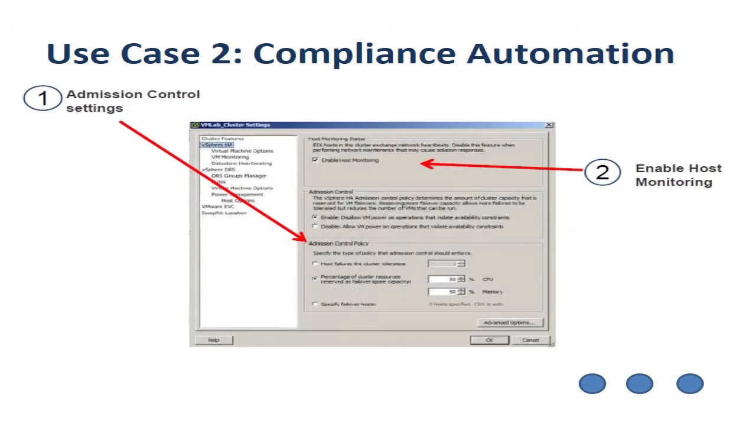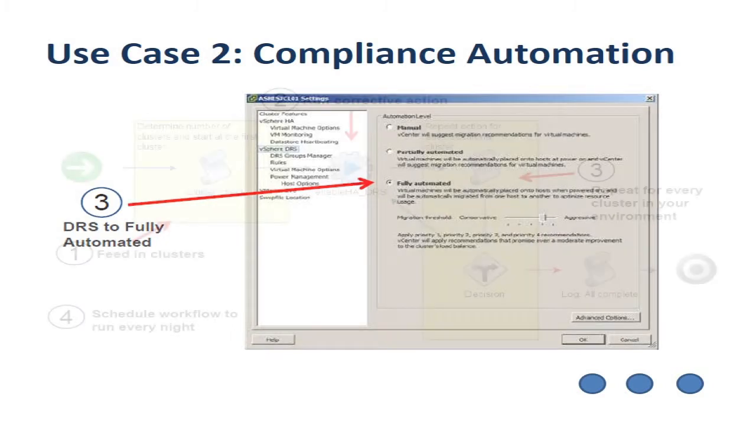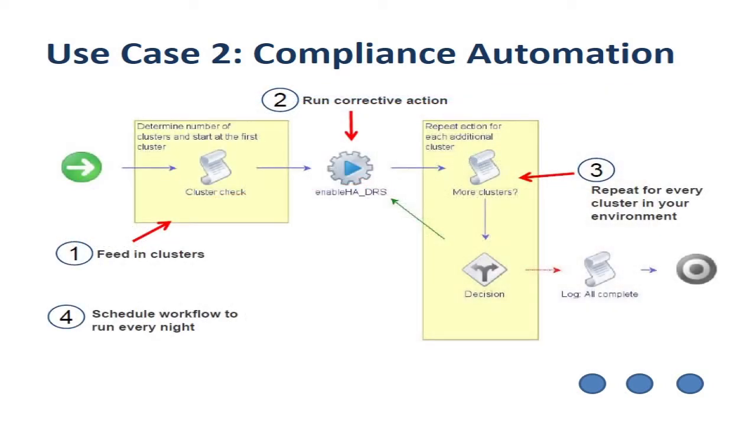So if you're in an environment where you do add a new host and you have the percentage calculation set, you may find that over time, as you add more hosts and you don't change that setting, it becomes very inefficient. So there are three areas here that I want to check. I want to check the settings for my percentage, as I mentioned, the enable host monitoring, and then also I want to make sure the DRS is fully enabled.